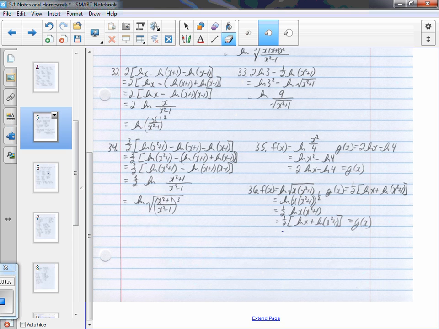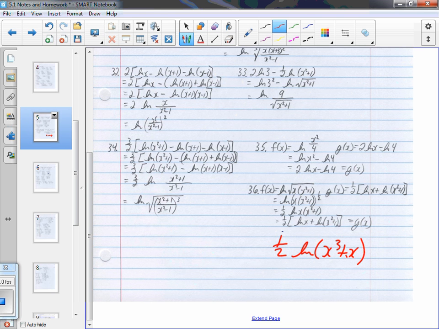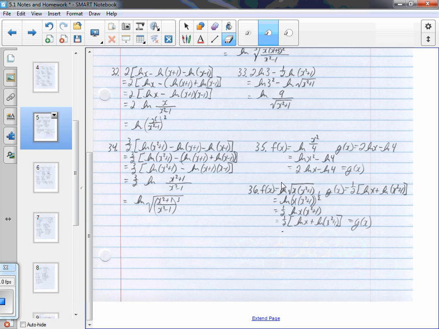Especially if expansion, let's put it this way, there's a lot of benefits to expanding it. So is there some time where we would want to turn that into 1/2 times the natural log of x cubed plus x? Maybe. You can do that. It's perfectly valid to do.